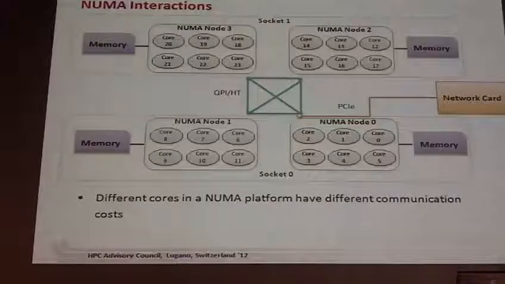So this is a typical, let's say, Magni node, Magni platform. You'll see what happens in an animation. Let's say here the data is in this memory, so it goes like this to the network. Whereas if the data is in this corner, NUMA node 3's memory, that will actually go over this HyperTransport or QPI, then go there. Obviously, this communication will take more time than the data which is here.